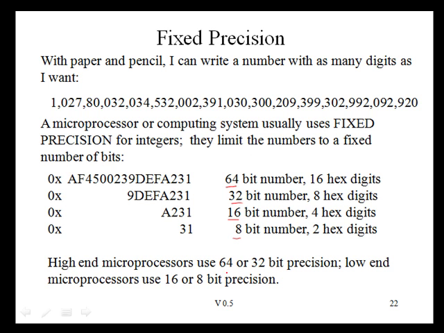It turns out that high-end microprocessor computing systems will use either 64 or 32-bit precision for their integers, while low-end will use 16 or 8-bit. The processor that we use in our class, its internal registers are 16-bit registers, so we refer to it as a 16-bit processor.